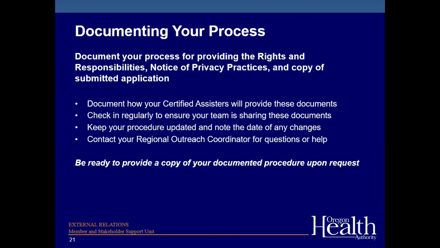And then this final section is about how to document your process within your organization. So we're asking that community partner organizations have in writing their process and plan for providing all of these different pieces to their clients. So specifically the rights and responsibilities and notice of privacy practices and that copy of any submitted application data. So document how the assisters at your organization will provide these documents, and you can provide a host of ways if there are multiple ways in which you're able to help folks.